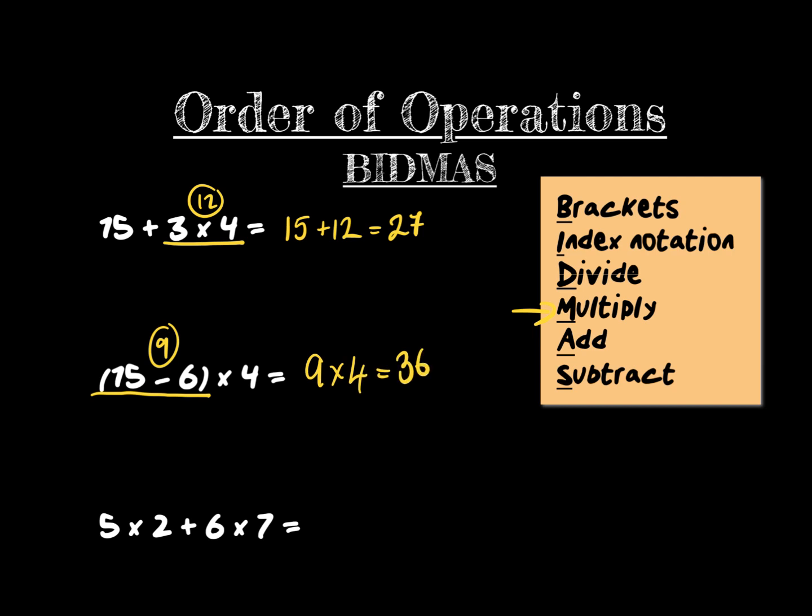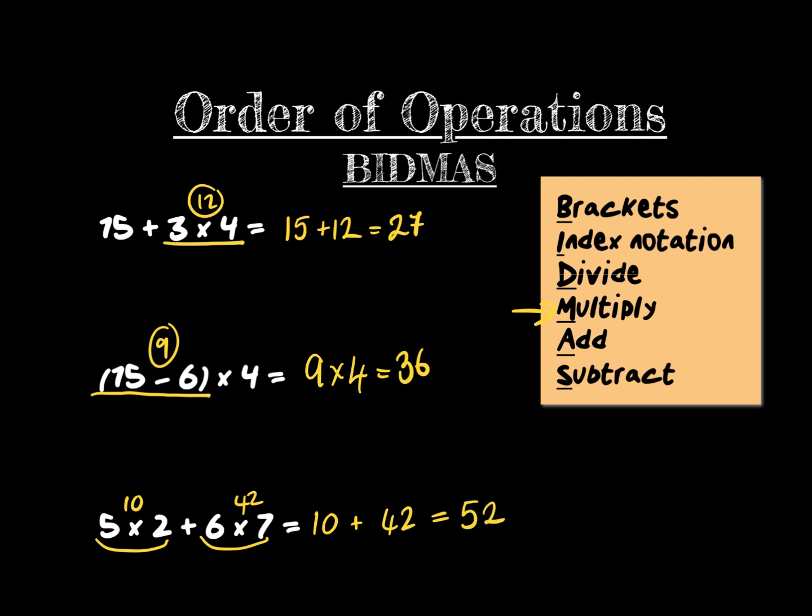Right, in our final example, we have got a multiplication, add, and then another multiplication. Multiplication comes first, so we need to do both of these multiplications first. So 5 times by 2 is 10, and 6 times by 7 is 42. So we have 10 plus 42, so we're going to do our adding now, which is the last thing we do, and 10 plus 42 is 52.